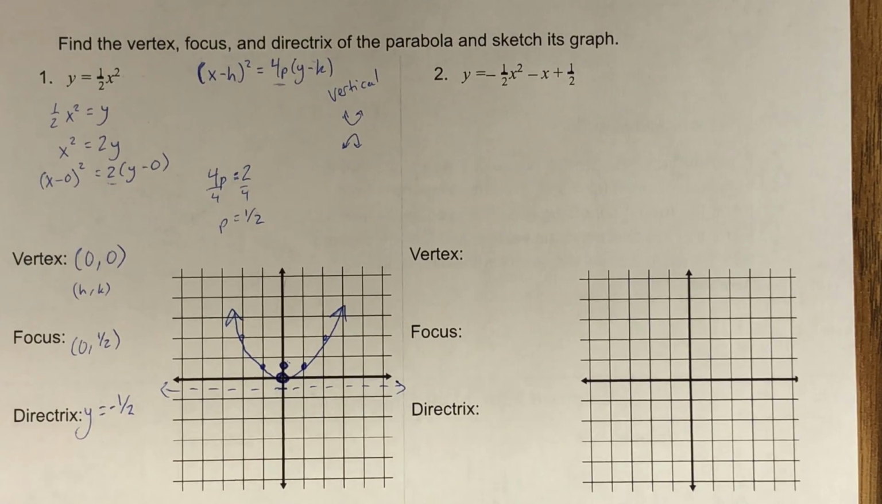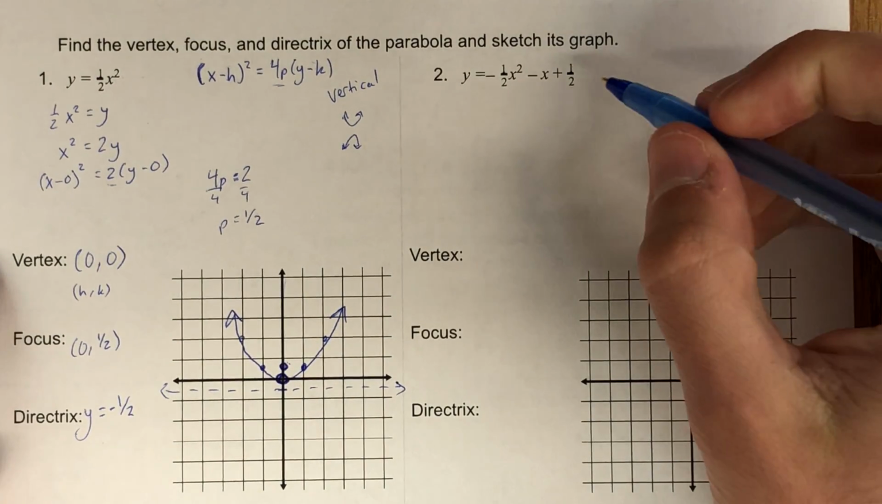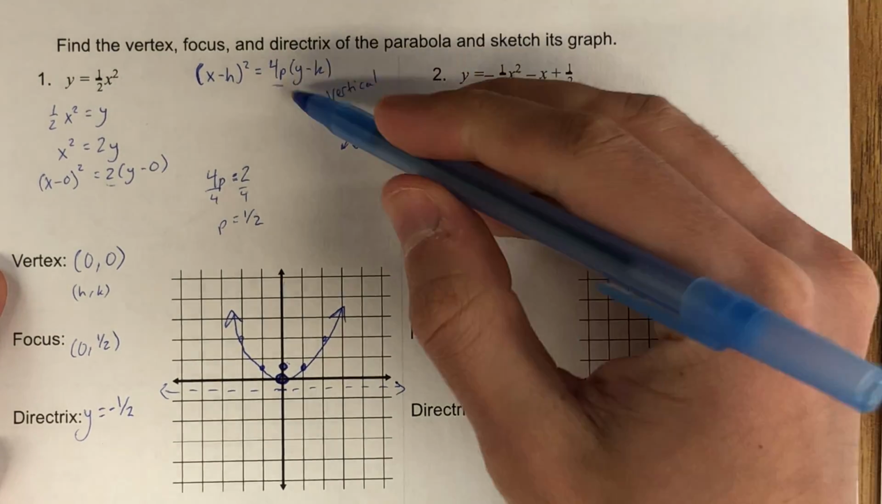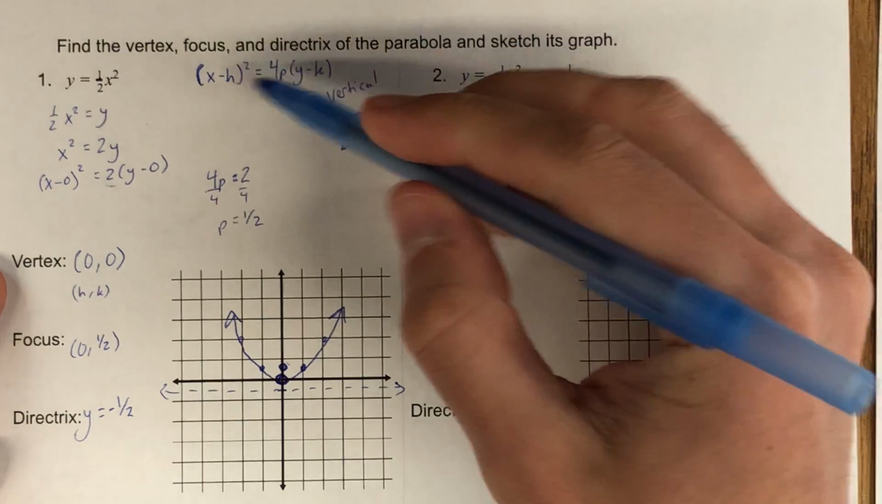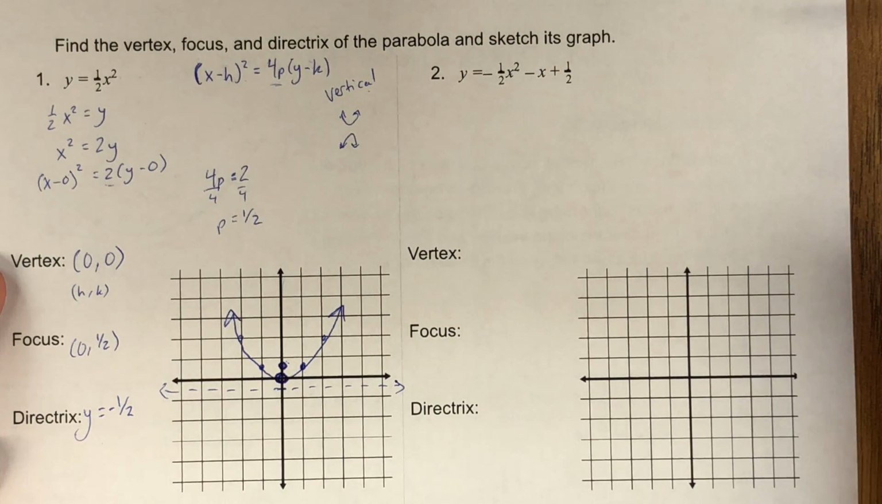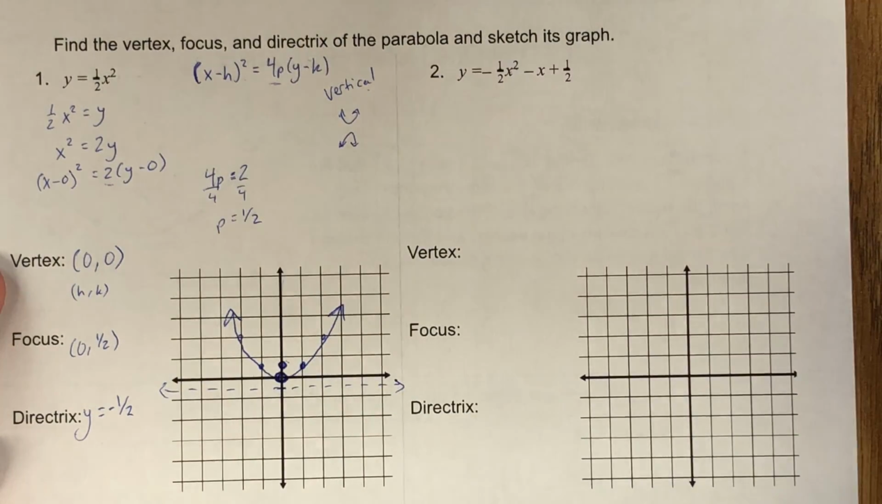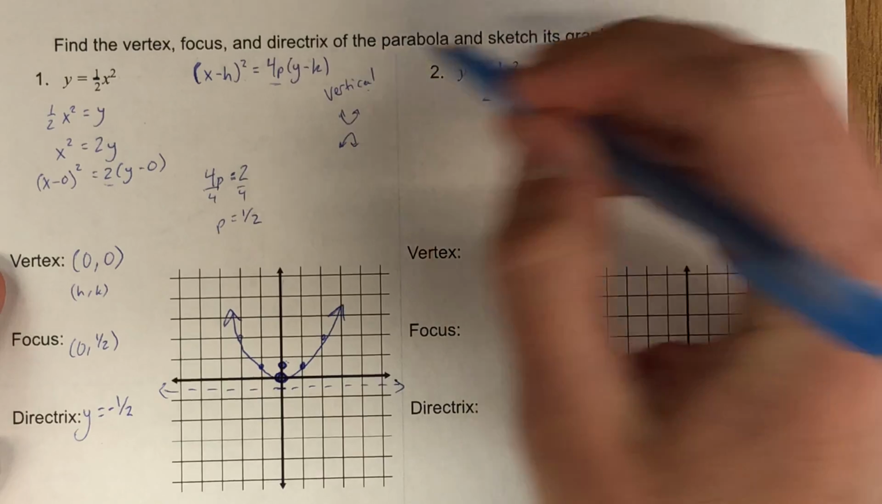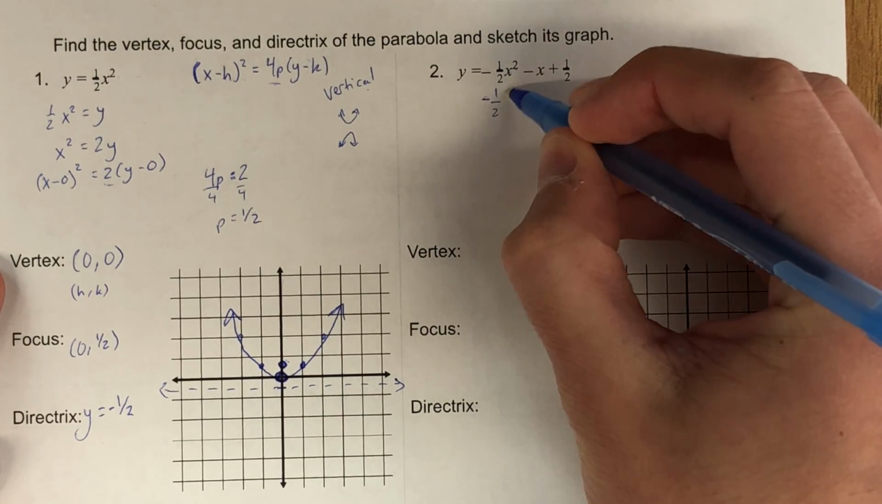Let's look at number 2. So again, to start, you probably want to identify which value is squared. So is it vertical or horizontal? Our x value is squared, so again, we're going to have a vertical parabola, so we want to match up with this form. So we want to get our x portion squared, and then have our y portion on the right.